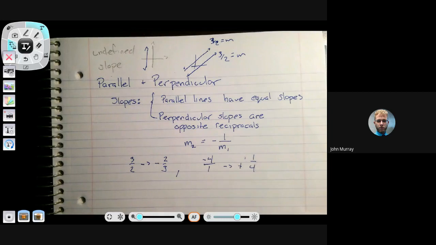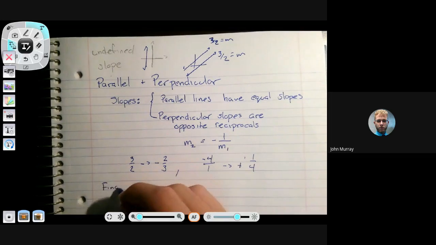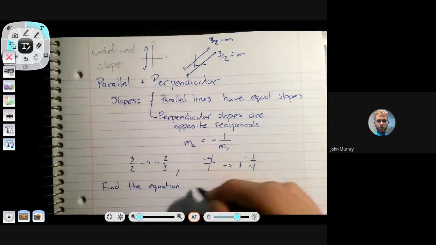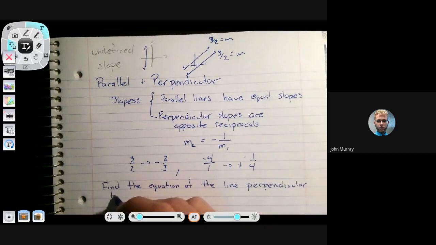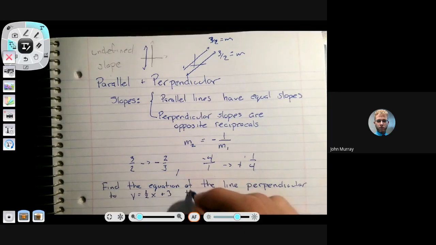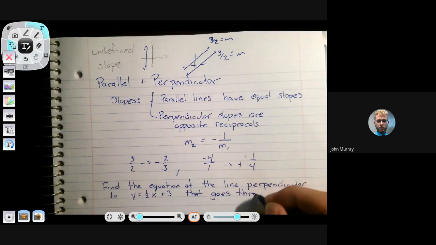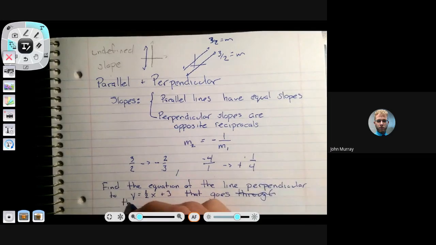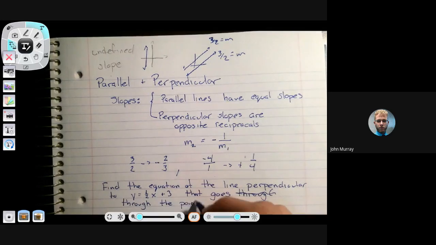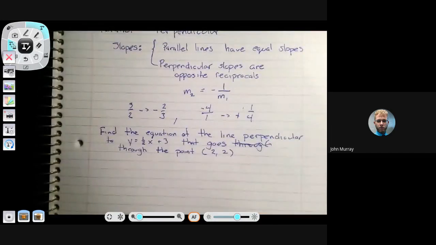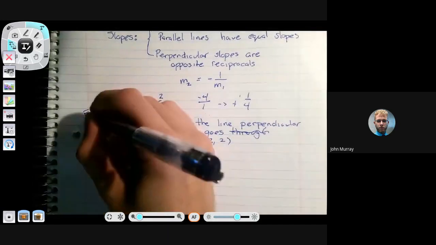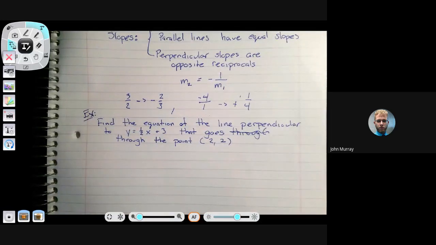All right, so we'll end with one example. Okay, so example, we're going to find the equation of the line perpendicular to y equals 1/2 x plus 3 that goes through the point 2, 2.